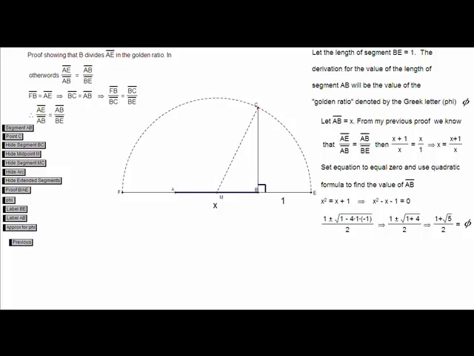The quadratic formula will give you 1 plus or minus the square root of 1 minus 4 times 1 times negative 1, all over 2, which reduces to 1 plus the square root of 5 all over 2, which is equal to phi. 1.61 is the approximation for phi. The golden ratio is an irrational number that cannot be expressed fully in decimal form. That is why we use its exact value, 1 plus the square root of 5 all over 2.